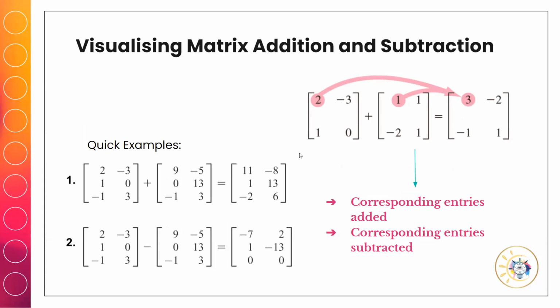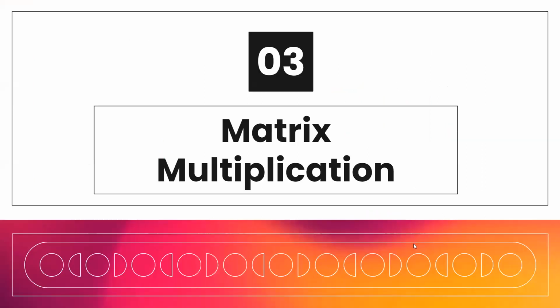So as we can see here, we did the same thing, and by the way, you can do all of this operation using your calculator, but I'm just showing you how to do it manually. So 2 plus 9, minus 3 plus minus 5, and so on. With this, it's the same. So basically just corresponding entries added, corresponding entries subtracted.